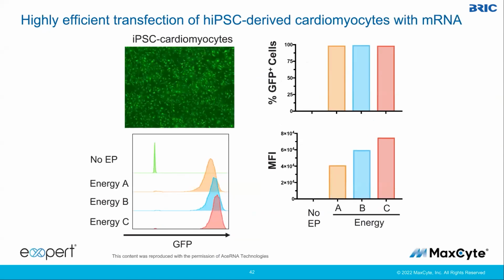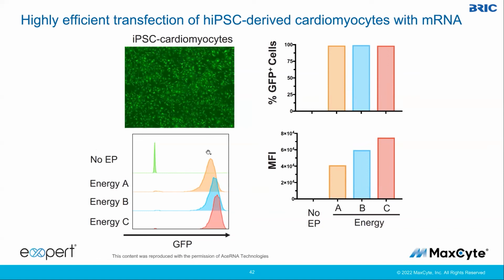And next, just going into the iPS cell derivatives, sorry, these are iPS cell derived cardiomyocytes, and this data was generated in collaboration with ACE-RNA, and actually the researcher was a good friend of mine, Shinil Kim, who is now the CSO at Therabest. So he generated this data where he was looking at just GFP mRNA transfection into iPS cell derived cardiomyocytes.